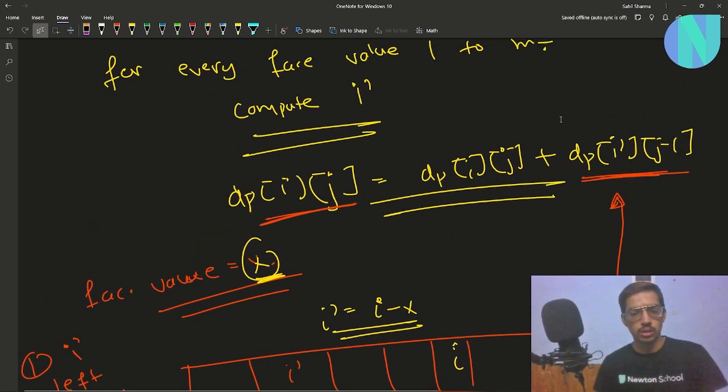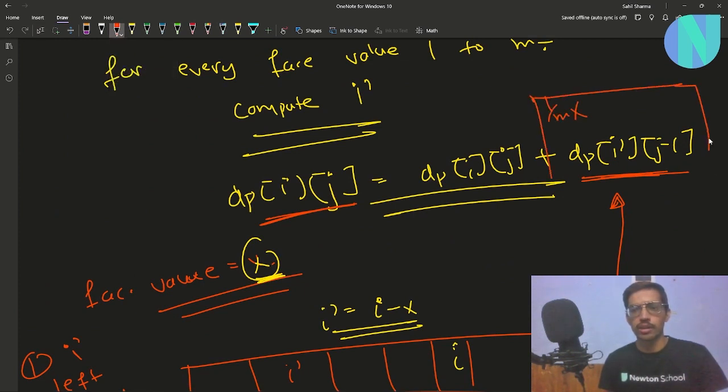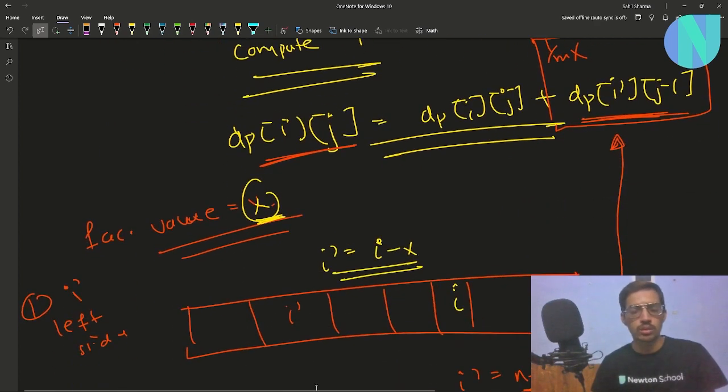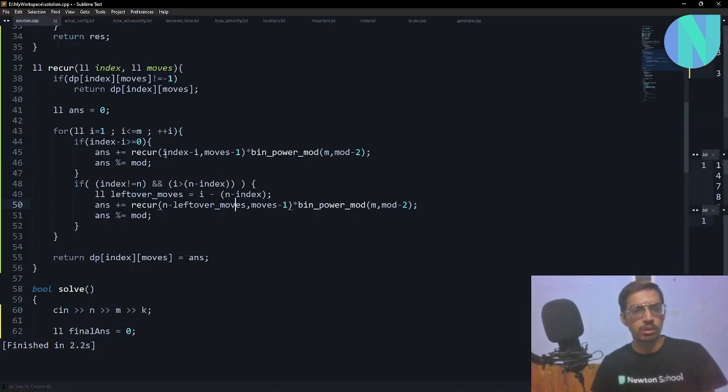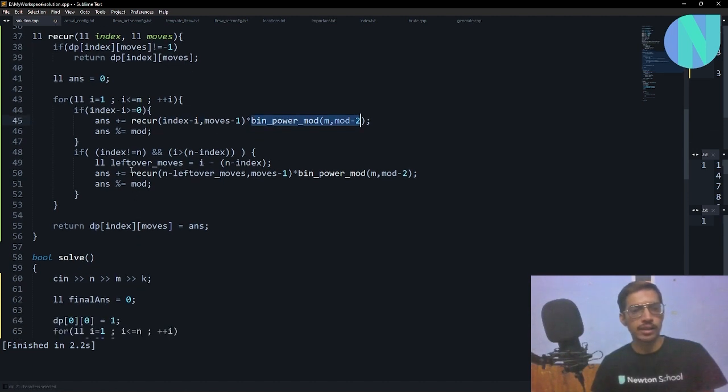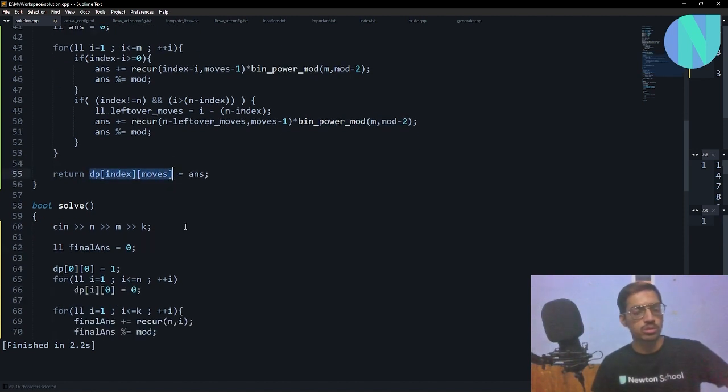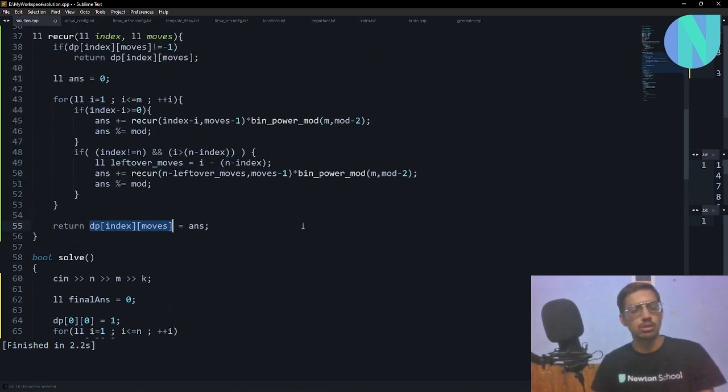So I am just computing dp of ij is equal to dp of ij plus dp of I dash j minus 1. Also here there will be 1 by m into dp of I dash j minus 1, right? So this is just dp of I dash j minus 1 into 1 by m. Similarly, if my I dash lies on the right side, I will compute the leftover moves. So here my I dash is how much? My I dash is n minus leftover moves. So this is dp of I dash j minus 1 into 1 by m, right? And in the end, I can just return dp of index moves, and that will be the entire solution.